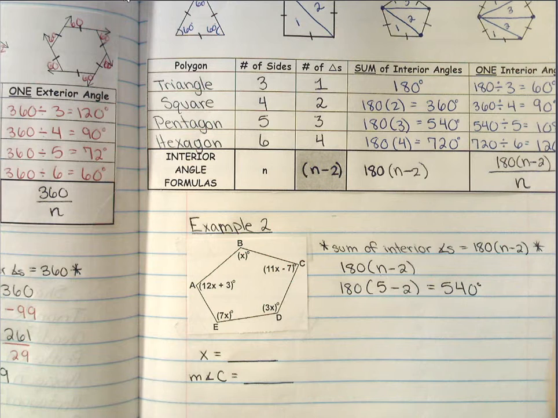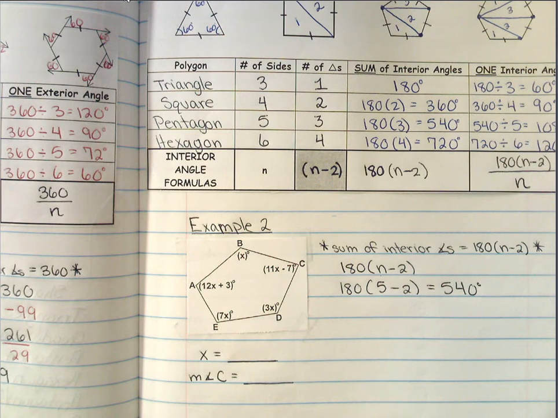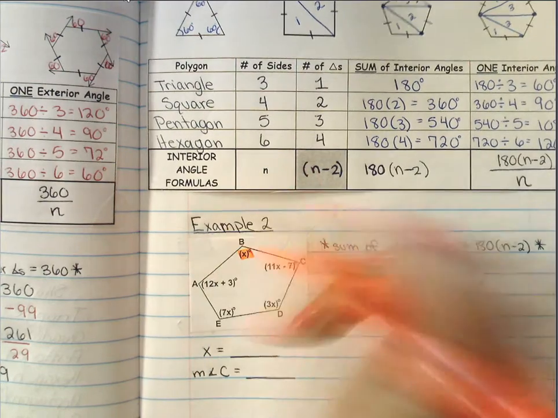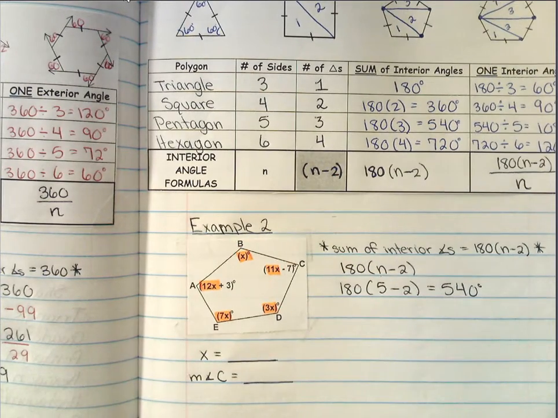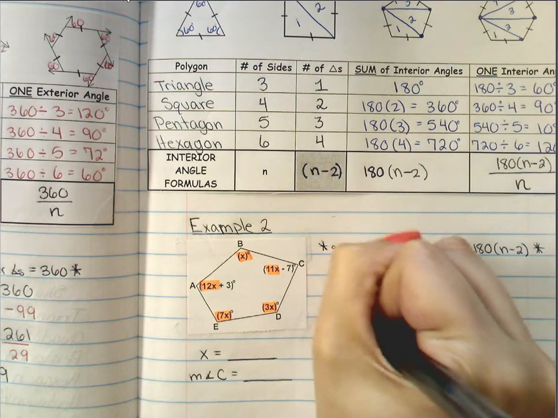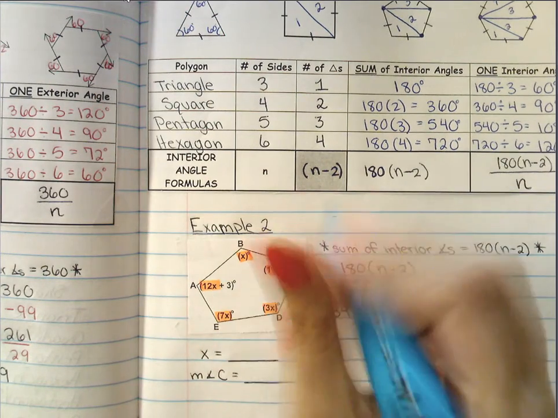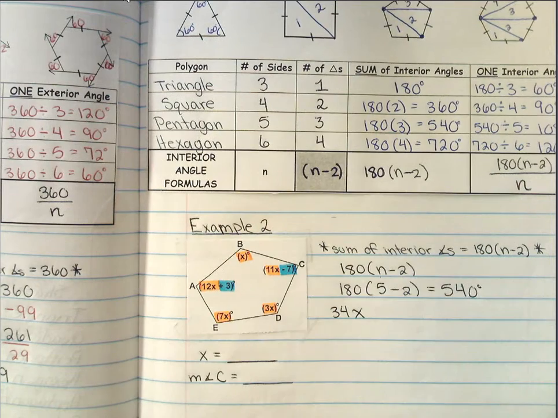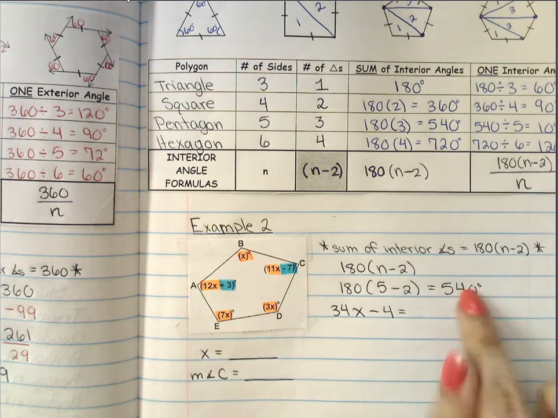Same steps as in the previous example. I'm going to add up all the x's and all the constants, but instead of equal to 360, I have to put it equal to 540. First, all the x's: 1x plus 11x plus 3x plus 7x plus 12x. That's a total of 34x. Then I go back and add up all the constants. I only have 2 in this one: negative 7 plus 3, which gives me negative 4. That equals the 540 that I got.